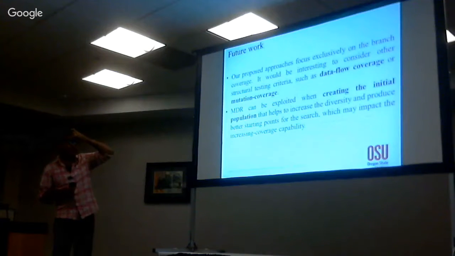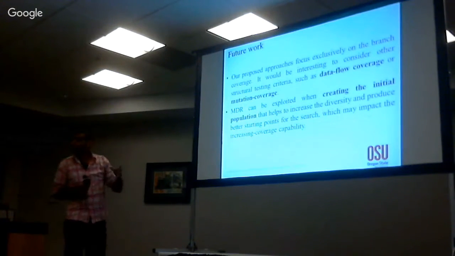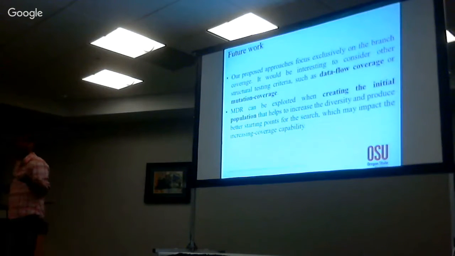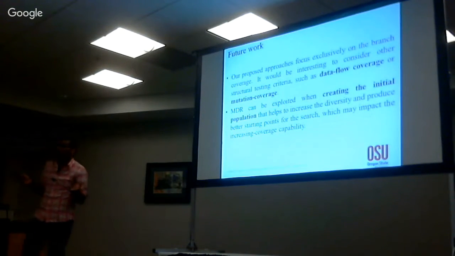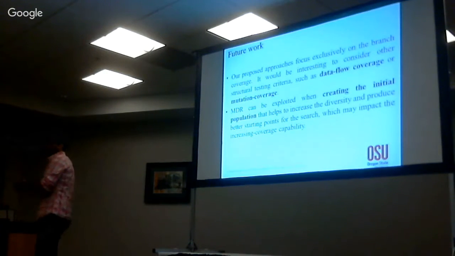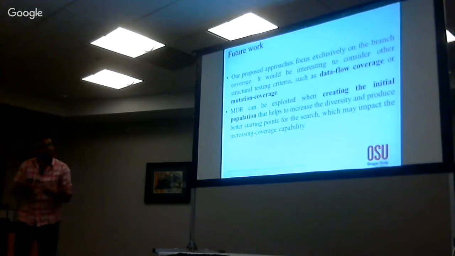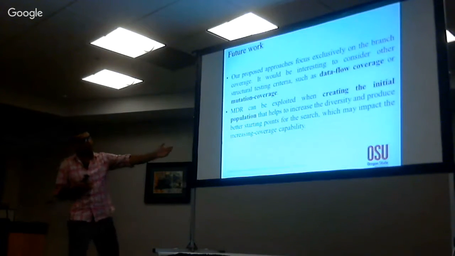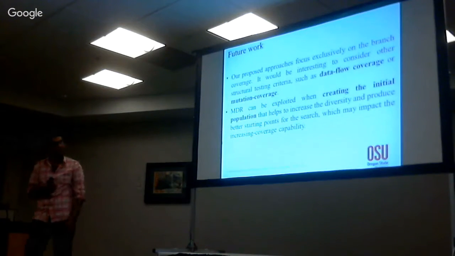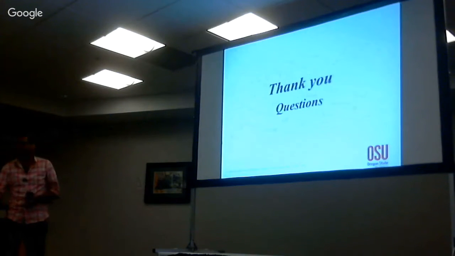Also, we think that we can exploit the MDR to improve the initial population of the genetic algorithm, since it is still randomly generated. So we might have some domain information in advance and exploit it, so we can produce a better starting point for the search, which may increase coverage capability. Thank you.